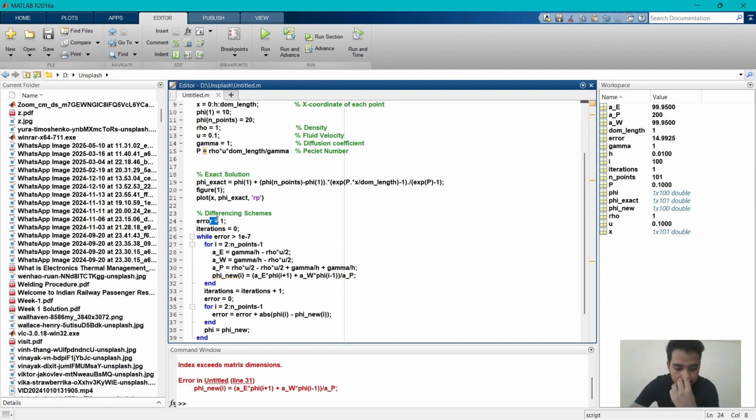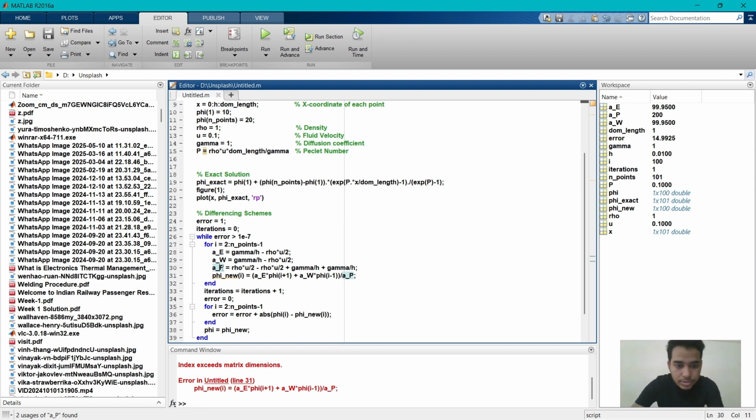Here error is initialized as 1 for the while loop, and my iteration is starting from 0, and the points that I am calculating are the interior points, not the boundary points, so that's why it's starting from 2 to endpoints minus 1. Here AE, AW and AP are calculated, where gamma by h is the diffusive term, and minus rho multiplied by fluid velocity divided by 2. Similarly I am calculating AW and AP.